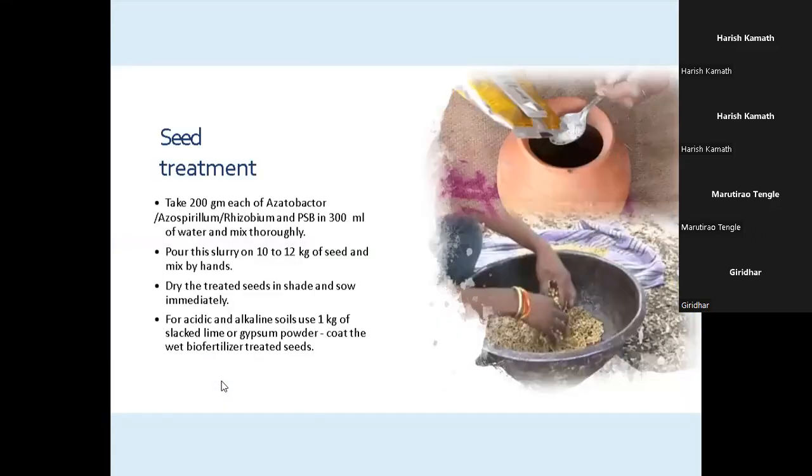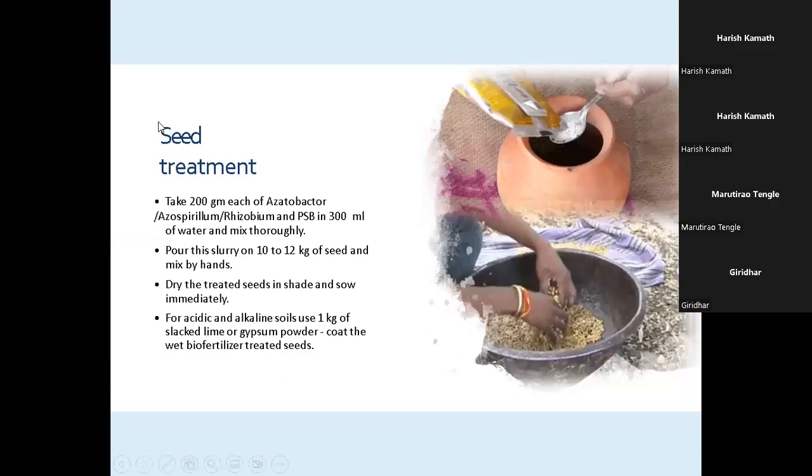They can be used in seed treatment, where you can mix them with the seed. If you are sowing seeds, any seeds, or planting banana, you can dip the banana suckers in this mixture. You can make a mixture, then dip the suckers in it and plant them.